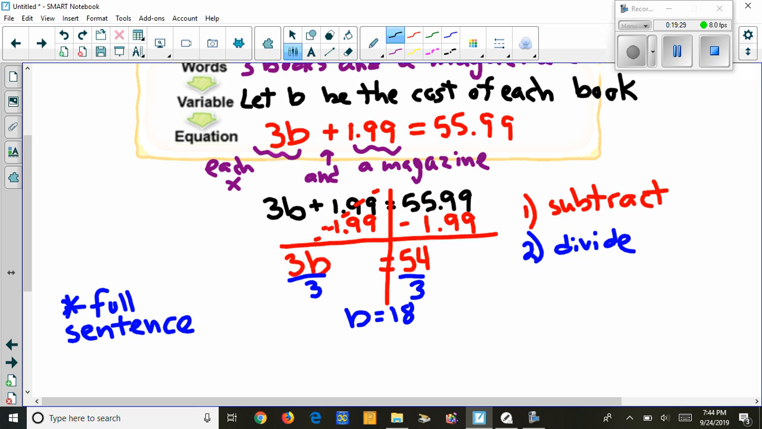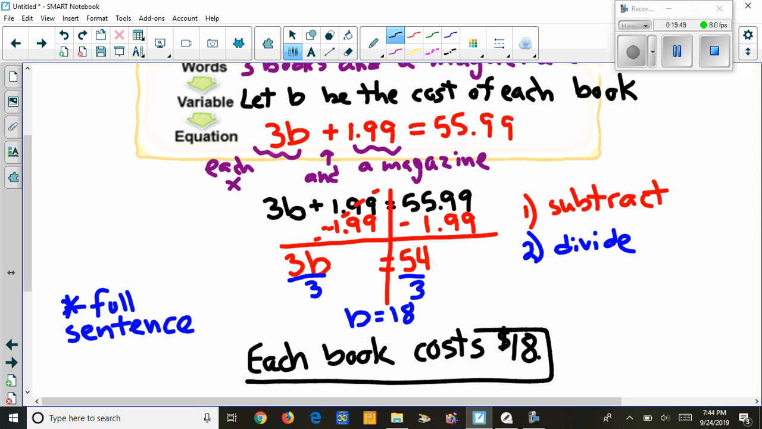So here's what we could say. We could say, my conclusion is each book costs $18. That is my statement. That is my answer. So that is what a full problem looks like.